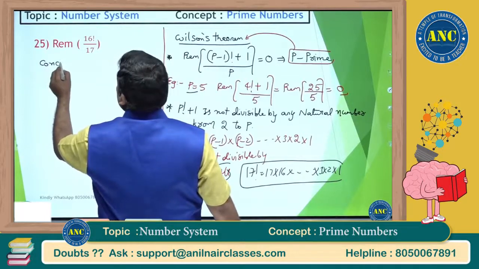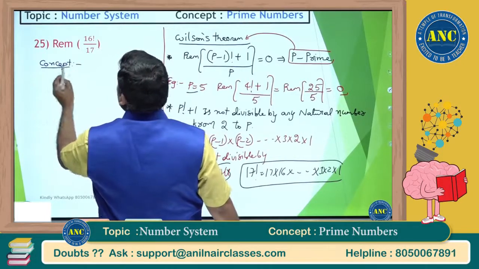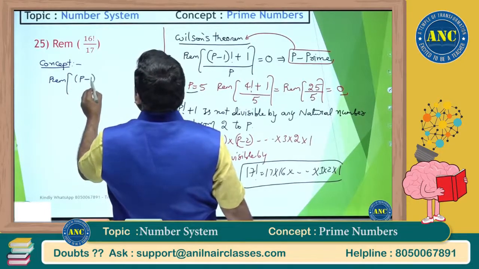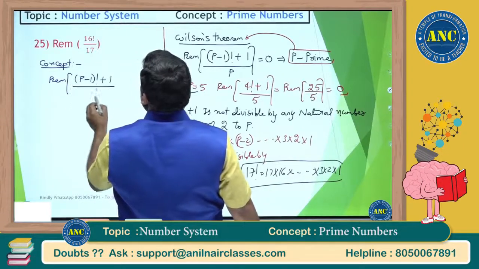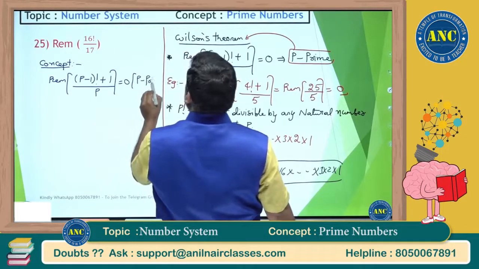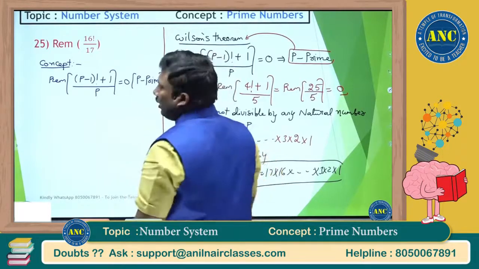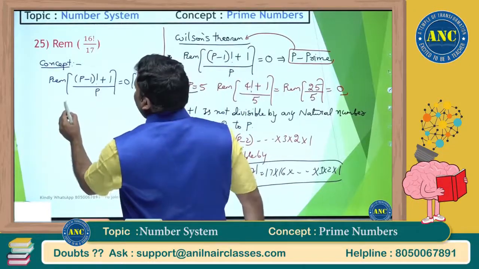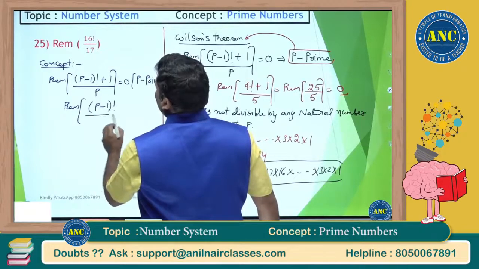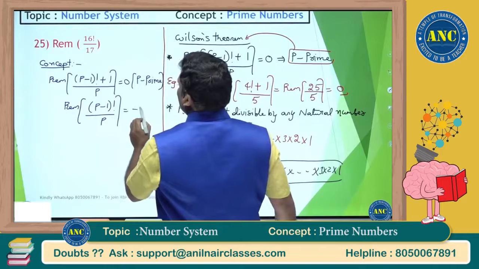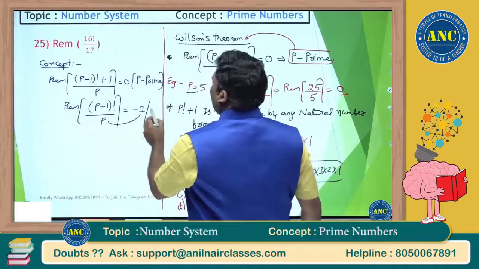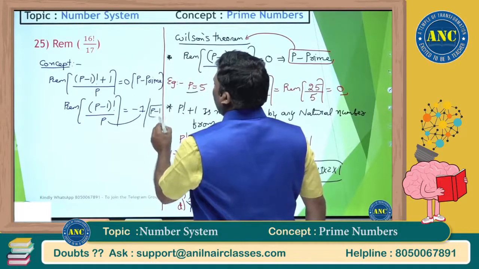Concept. What is Wilson's theorem? (p minus 1) factorial plus 1, when divided by p, it is 0 when p is a prime number. So if I take only (p minus 1) factorial, the plus 1 goes to the right hand side and it becomes minus 1. If you get a negative remainder, add it to the denominator. So the answer is p minus 1.